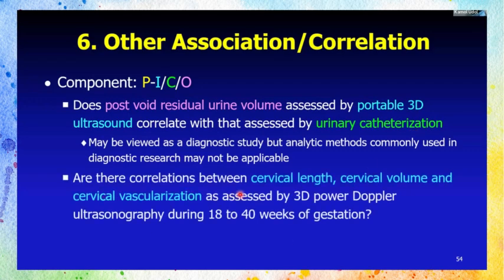Are there correlations between cervical length, cervical volume, and cervical vascularization as assessed by 3D power Doppler ultrasound during 18 to 40 weeks of gestation? Correlation between length, volume, and vascularization. So it's association, correlation, that does not fit in any of the previous 5 categories.